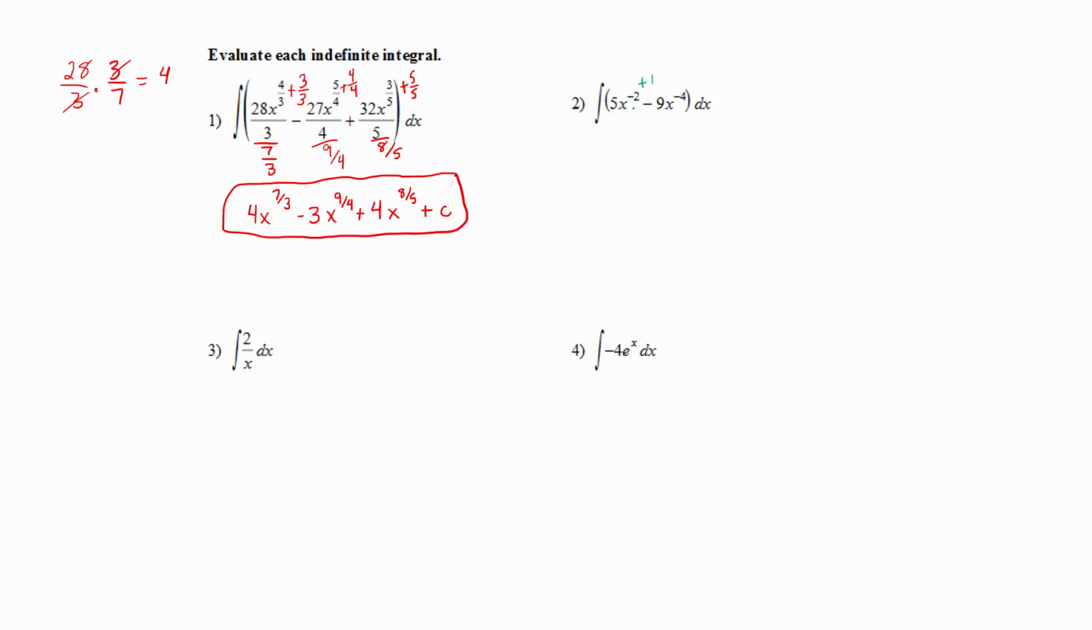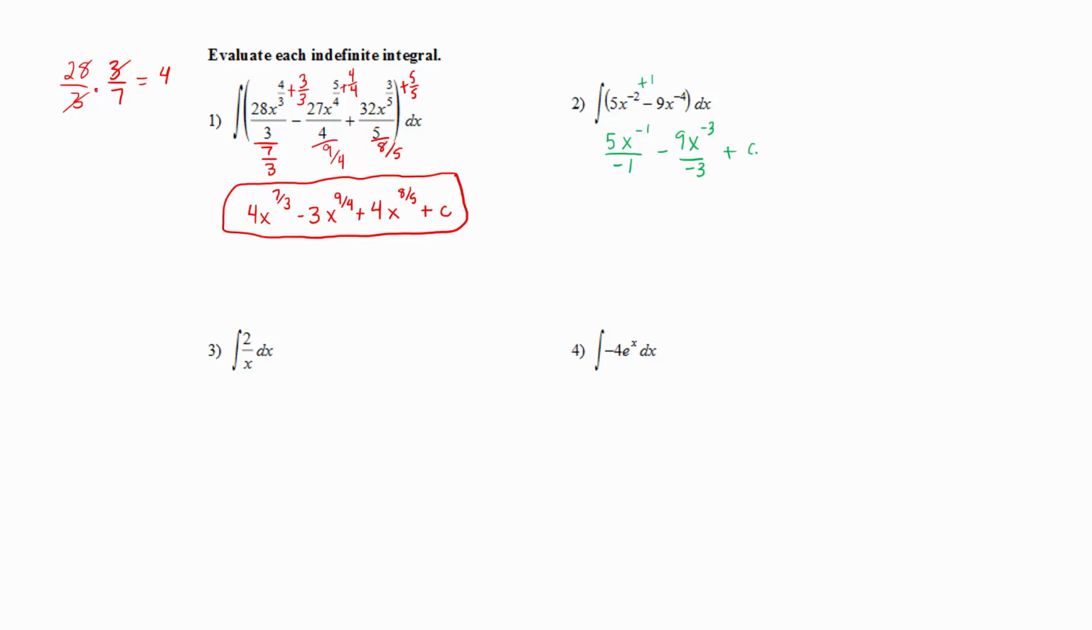The next problem has negative exponents, but that's okay, because we'll still add 1. We do need to be careful when we add 1 here and make sure we actually add it and don't subtract it. When I add 1, I get -1, and I need to divide by -1. Then I add 1 to the -4 and get -3, so I'm going to divide by -3.